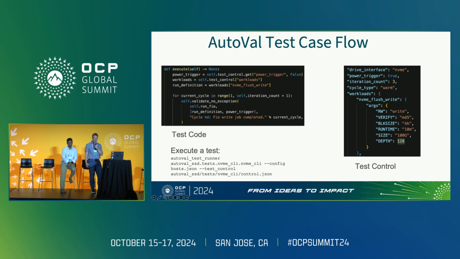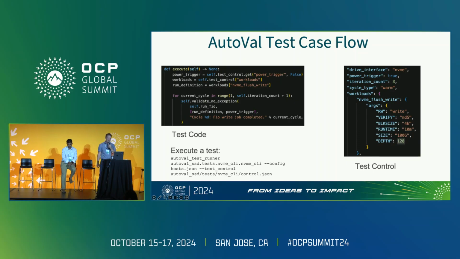On the right-hand side, you can see the parameters that are being passed in here. You can see in this example, we're doing a warm power cycle and a specific workload that we're using, like different block size, runtime, and so on. So this is how test cases in AutoVal are being parameterized. You can have different combinations of these parameters to test all kinds of combinations of a test case here.